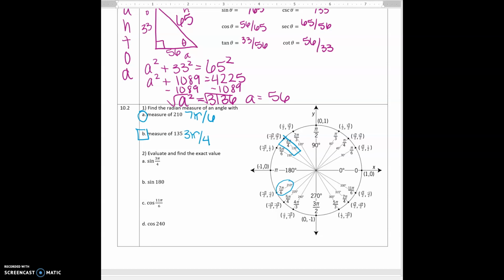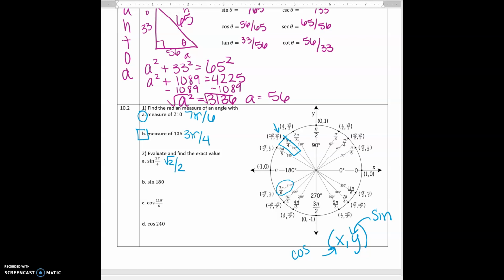Okay, next, evaluate and find the exact value. So one thing to remember on this is that when you're looking at these coordinate points on the outside of the circle, your x is your cosine value and your y is your sine value. So if I'm looking at sine of 3 pi over 4, I'm going to find 3 pi over 4, which is right here. And I'm looking at sine, so I'm going to look at the y value. So right here. So this would be square root of 2 over 2.